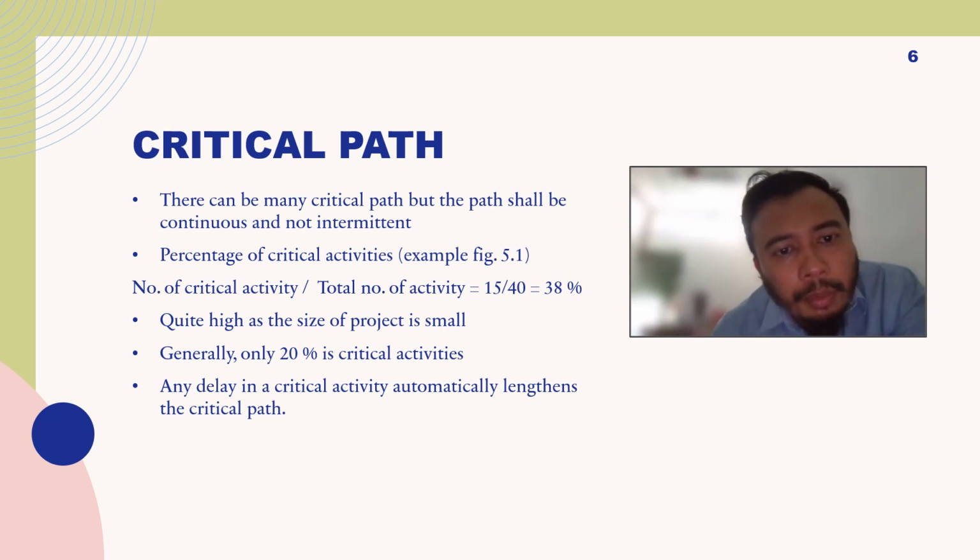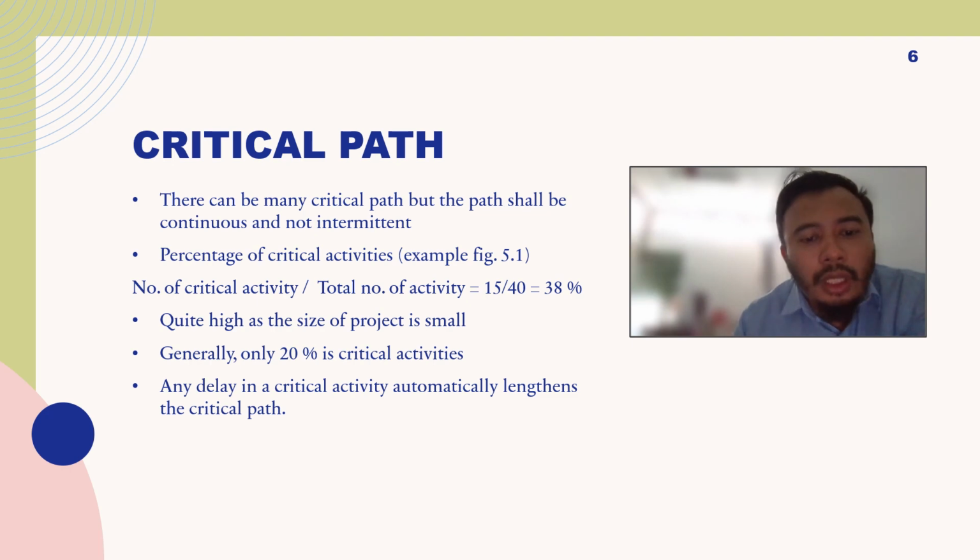There can be many critical paths, but the path shall be continuous and not intermittent. So you might have a path that consists of 5 critical activities that have zero float, but the path is cut short, or it isn't continuously connected throughout the project. So there will not be a critical path for the project.